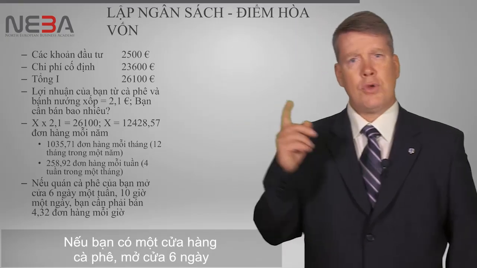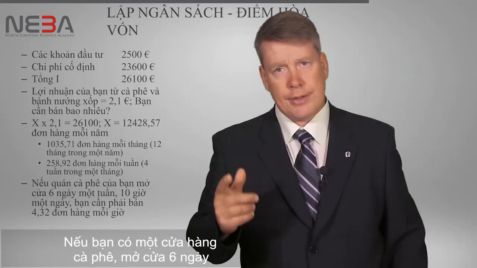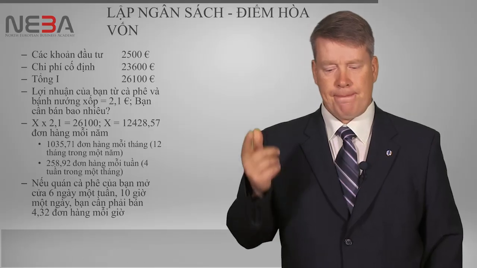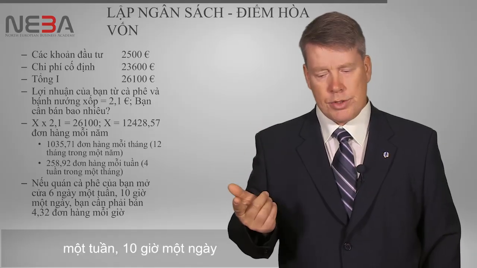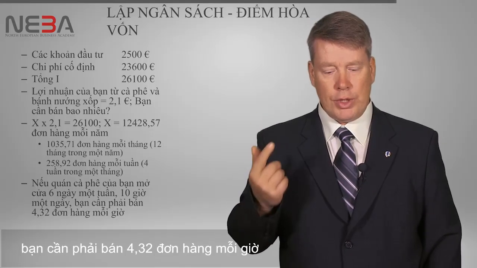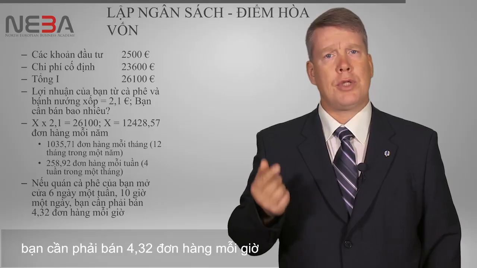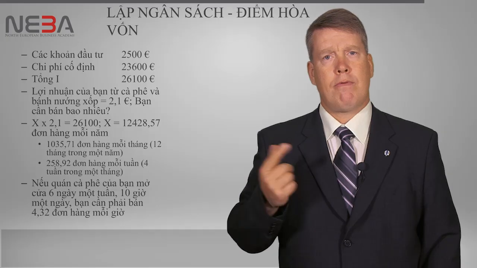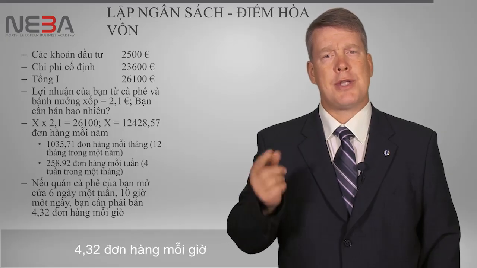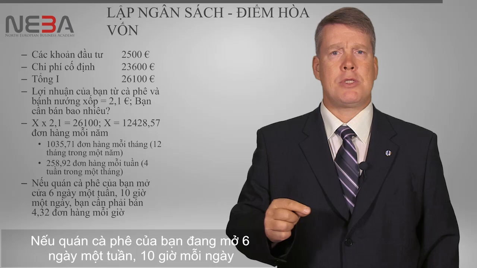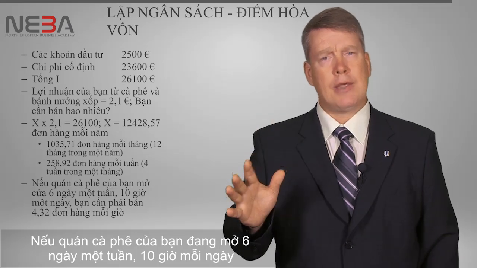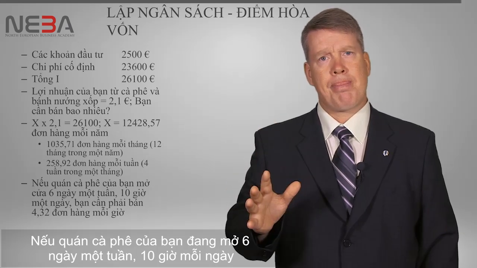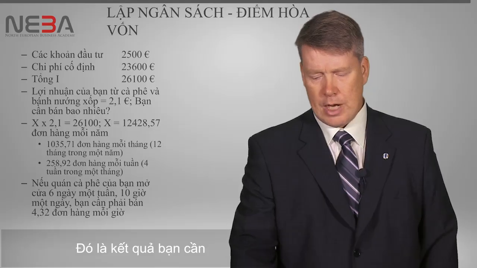So, if your coffee shop is open 6 days a week, 10 hours a day, you need to sell 4.32 units every hour. 4.32 units every hour. If your coffee shop is open 6 days a week, 10 hours a day, that is the outcome for you.